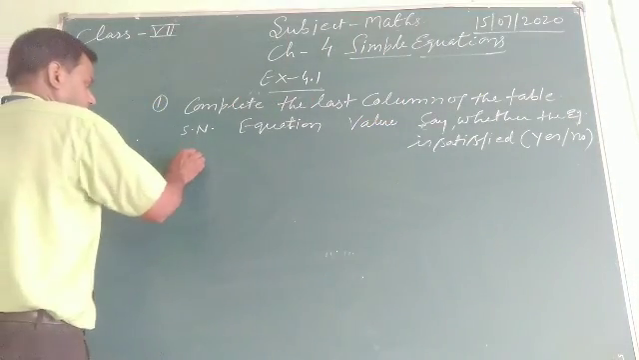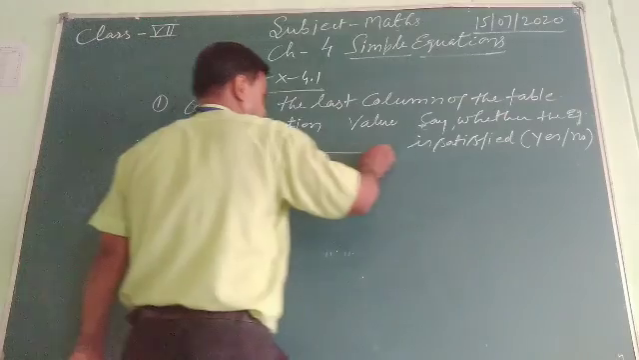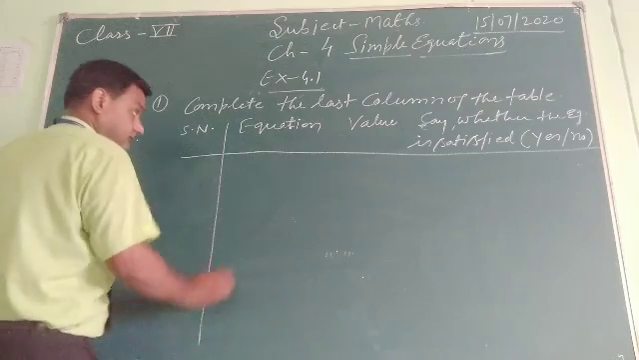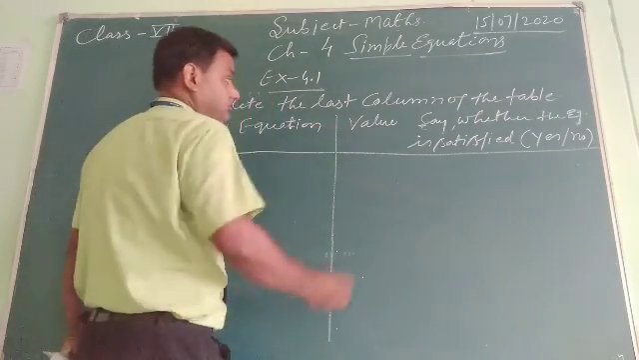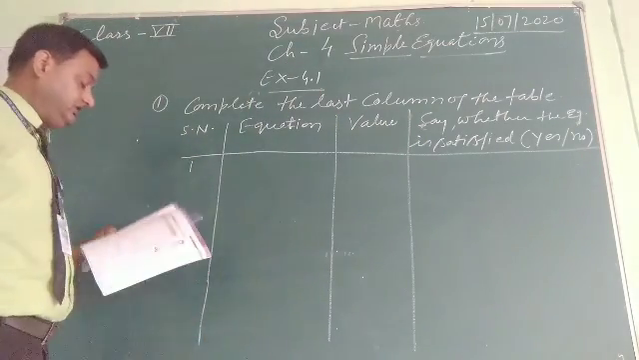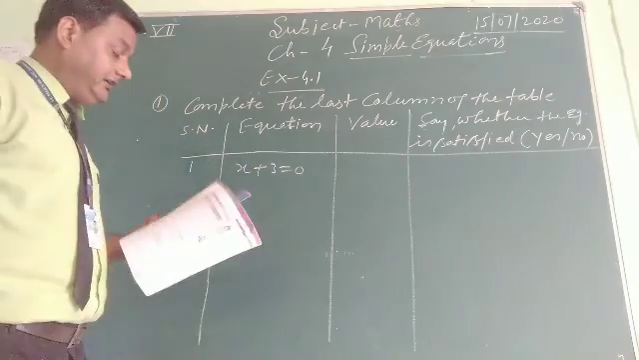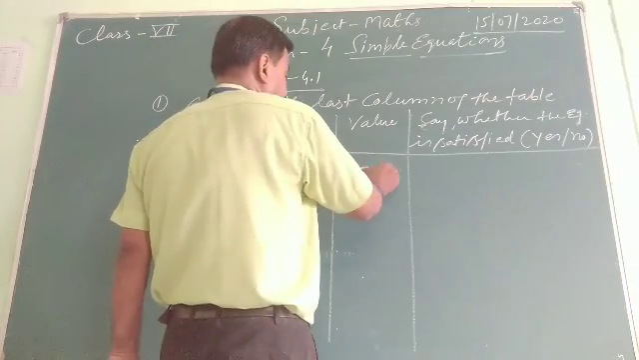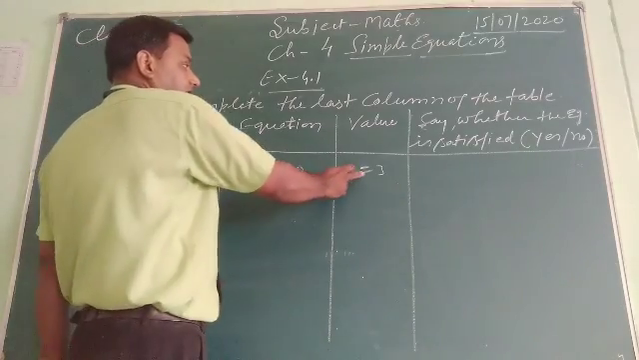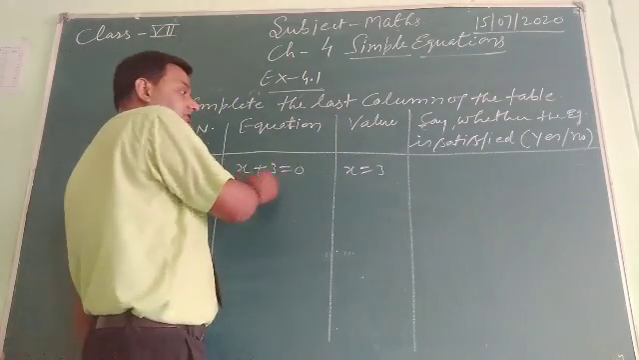Serial number 1. Now, this is the value. Equation is x plus 3 equal to 0, and value is x equal to 3. Here, x plus 3 equal to 0 and x equal to 3. Say whether the equation is satisfied. Does x equal to 3 satisfy this equation or not?